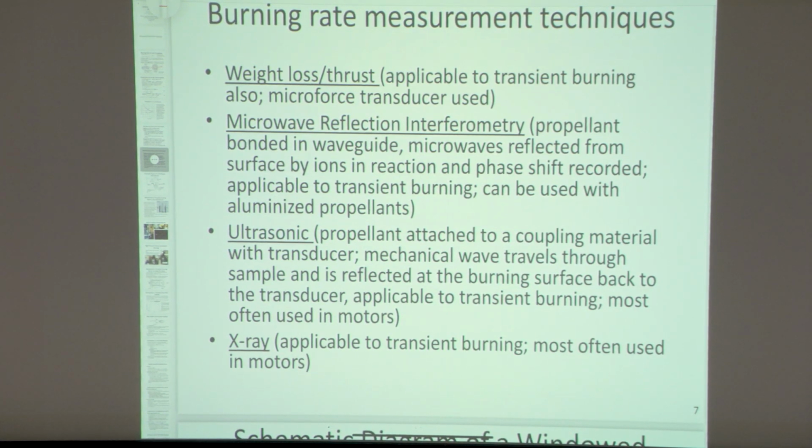You can also use an ultrasonic method in which the propellant is attached to a coupling material with a transducer. Mechanical waves then travel from the bottom through the material all the way up to the burning surface, and they're reflected back, and you monitor that as a function of time. As a consequence, it's also applicable to transient burning, most often used in motors. And one can also use X-ray measurements, much like I showed you in monitoring the nozzle earlier. I could have done that in the actual chamber as well.